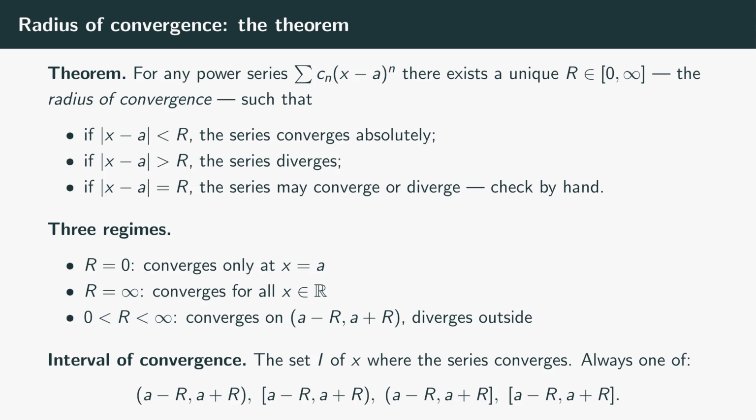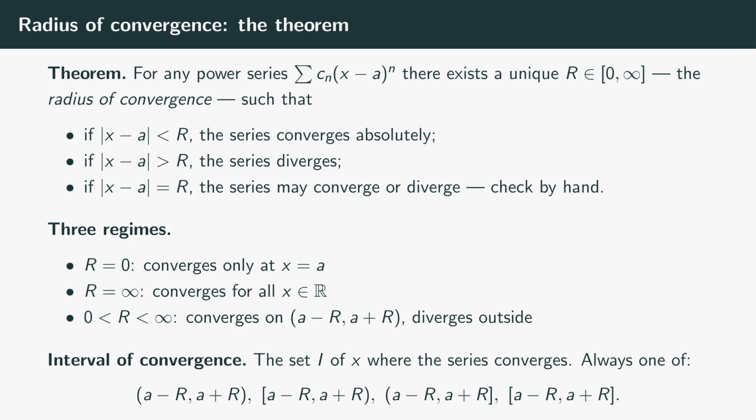Stating it properly, for every power series, the sum of c sub n times the quantity x minus a to the n, there's a unique r in the closed interval from 0 to infinity, the radius of convergence, with 3 properties. If the absolute value of x minus a is less than r, the series converges absolutely. If the absolute value of x minus a is greater than r, it diverges. If the absolute value of x minus a equals r, behavior depends on the series, so check each endpoint separately.